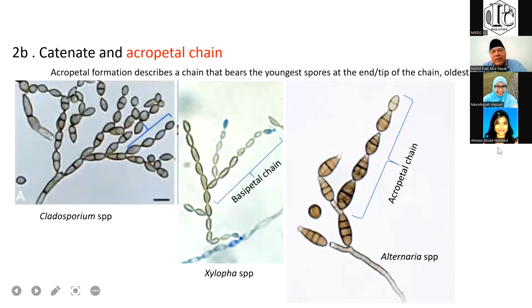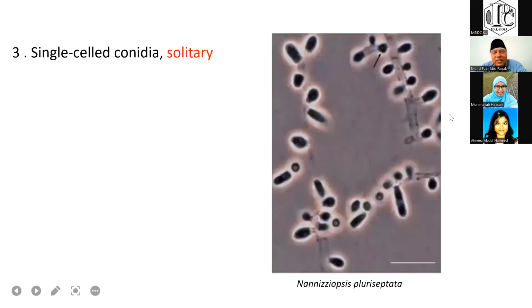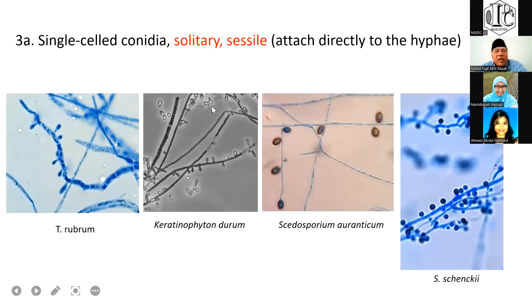The problem with conidia in chain is that when you prepare a microscope slide to study the fungus, the conidia are actually fragile. So the conidia will detach from each other, and you probably see conidia not in chain at all. That is one problem in determining the types of conidia chain in fungus. There are fungus which form single cell conidia but solitary, not in chain, and they are attached to the hyphae or conidia forming cell. These are examples of fungus that produce solitary and sessile conidia. Sessile means directly attached to the hyphae.